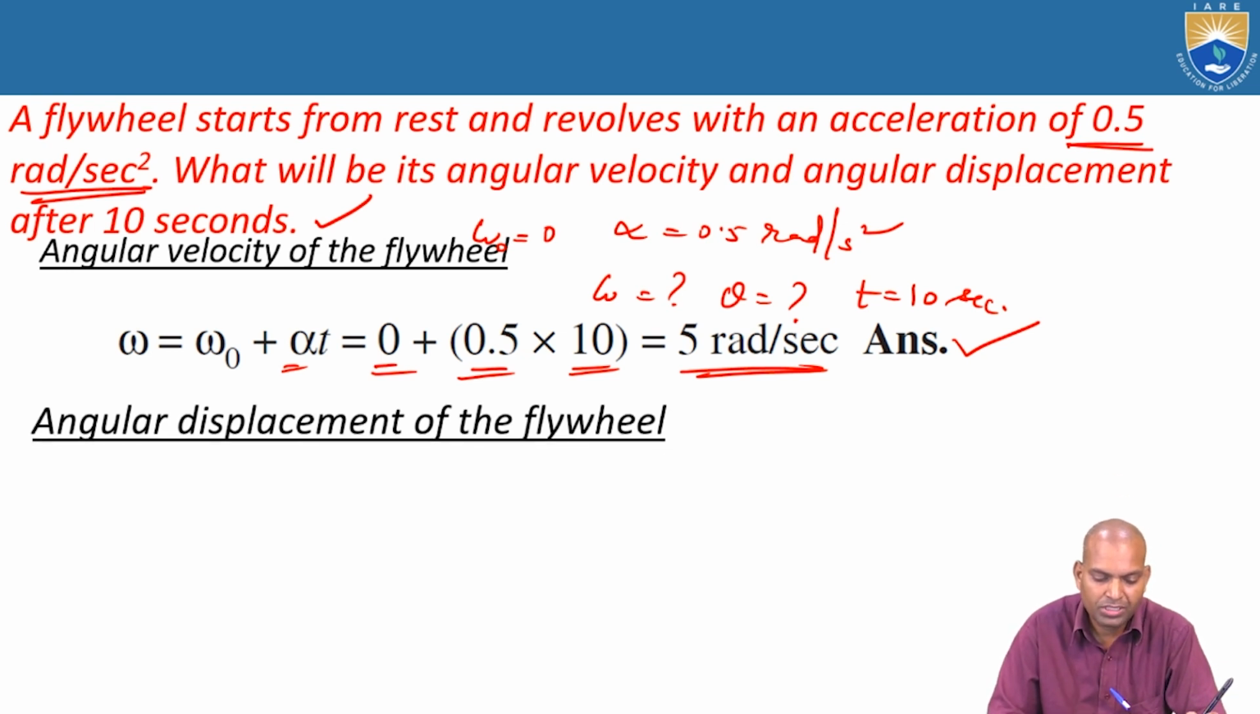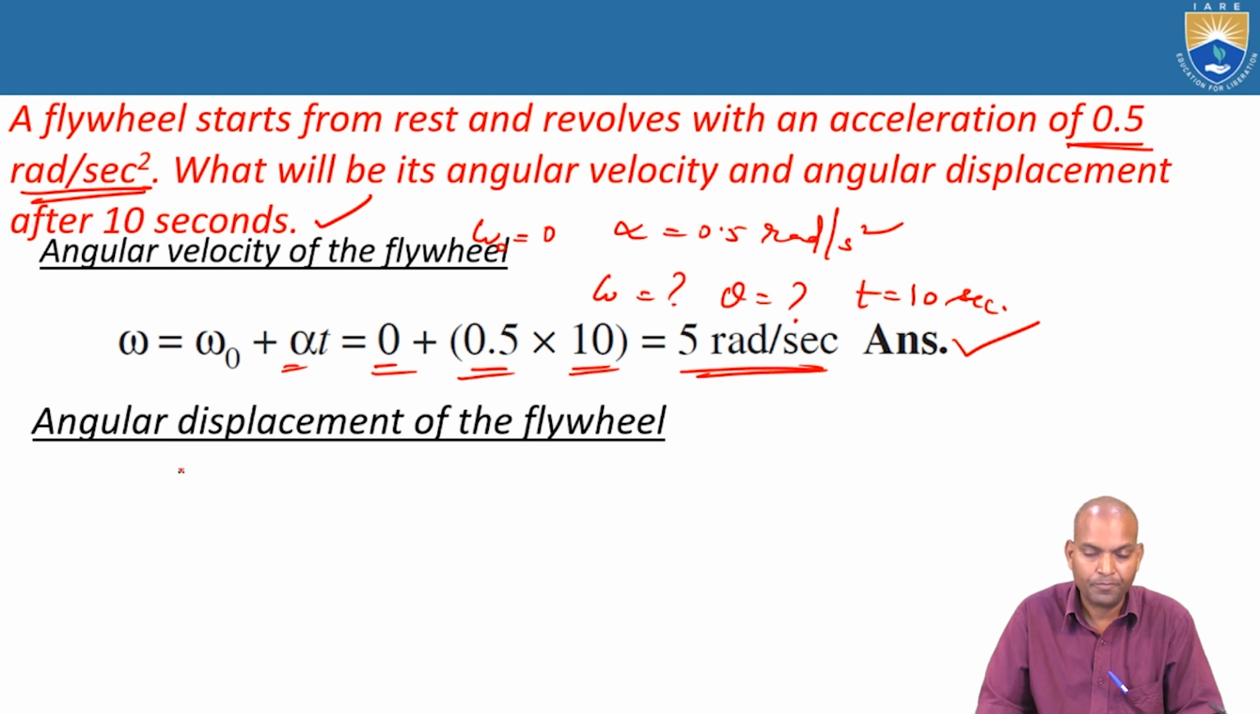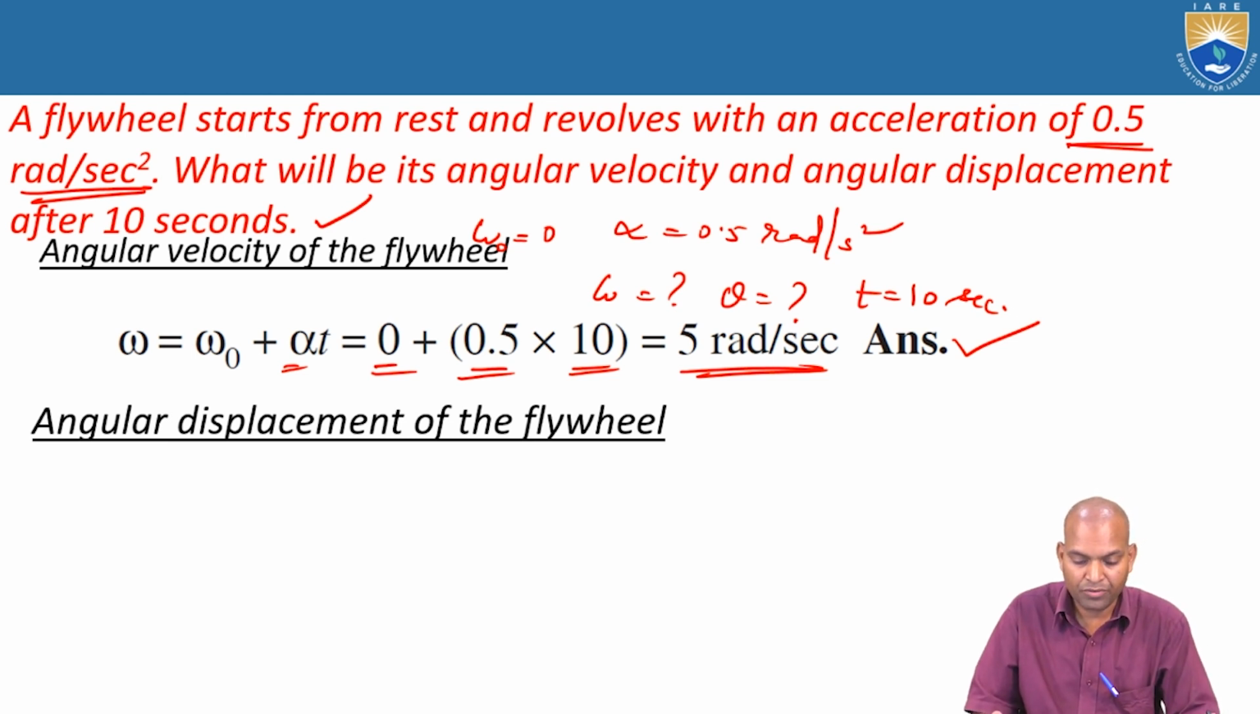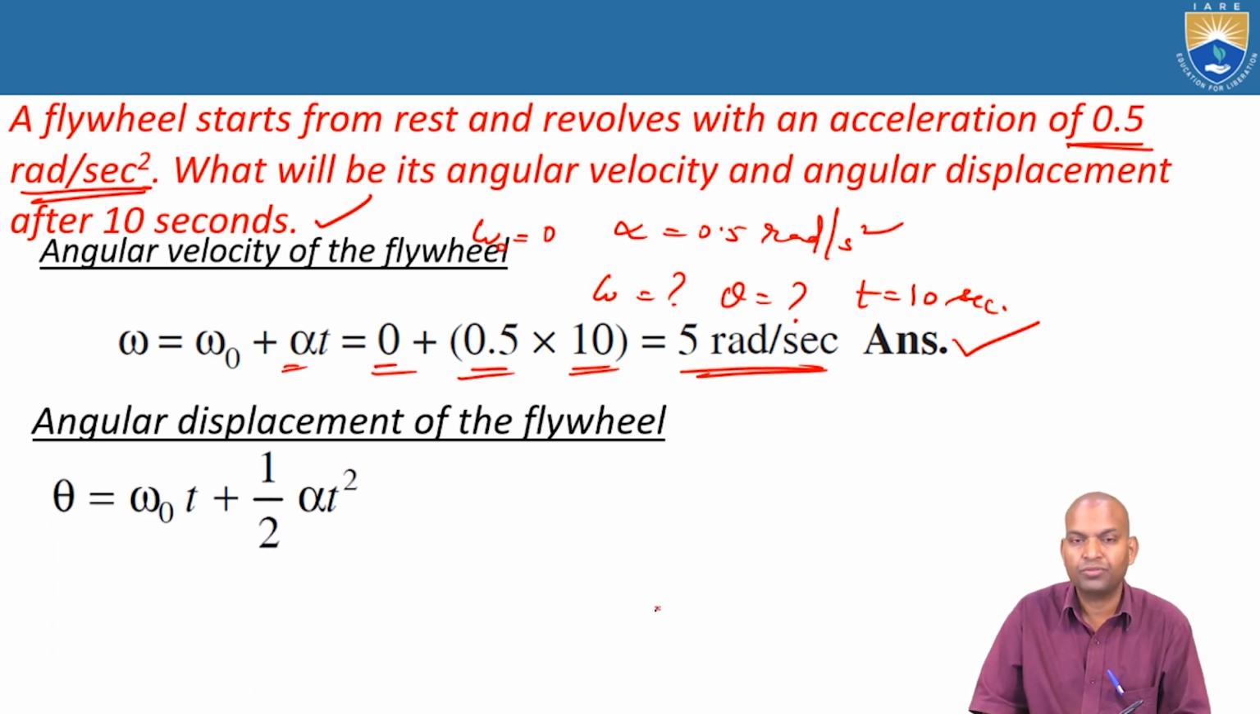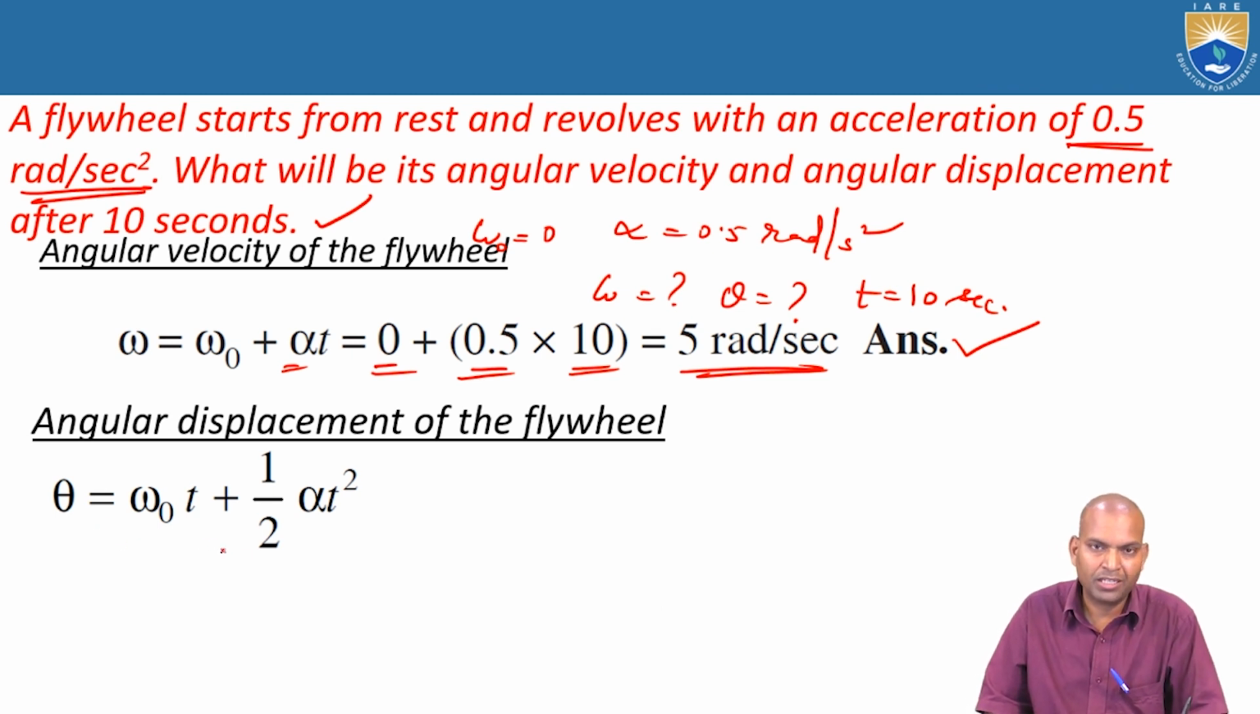The next objective is the angular displacement of the flywheel. Which equation are we going to use? Theta equals omega naught t plus half times alpha t square. That is the equation we are to use.